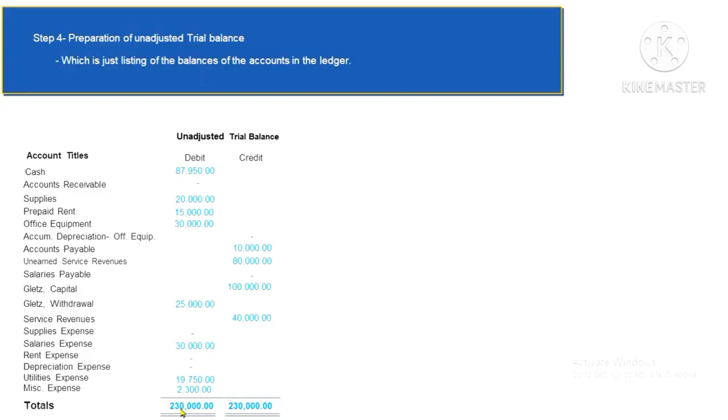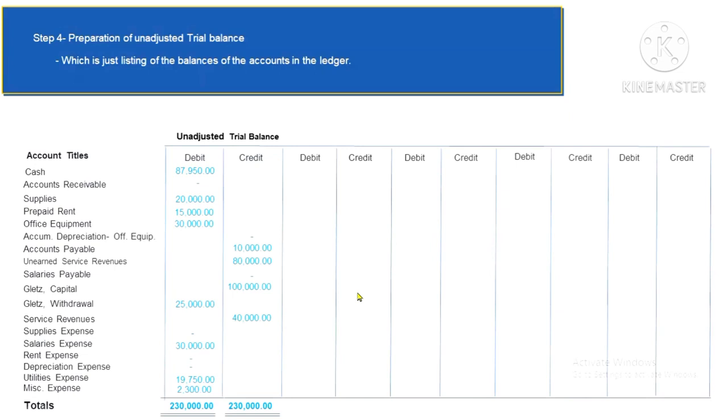But before we end this video, I would like to introduce to you the worksheet, because actually the next step is the completion of the worksheet. The 10-column worksheet, aside from the column of these account titles, is composed of the first and the second column for the unadjusted trial balance. The third and the fourth column is for the adjustments. Column 5 and column 6 is for the adjusted trial balance. Column 7 and column 8 is for the income statement. And the last 2 columns is for the balance sheet.